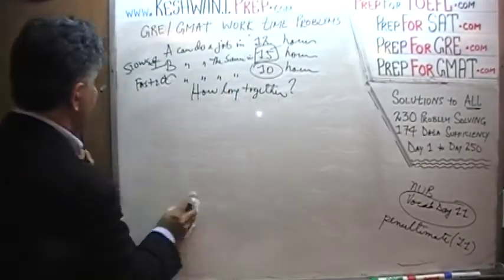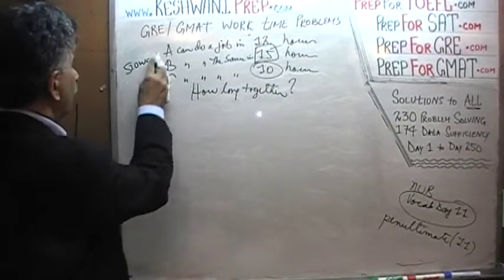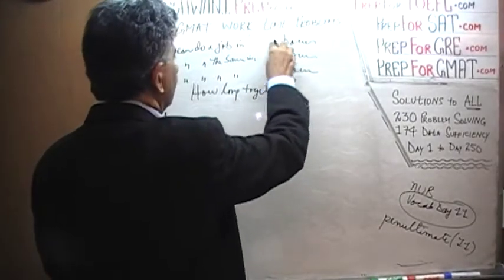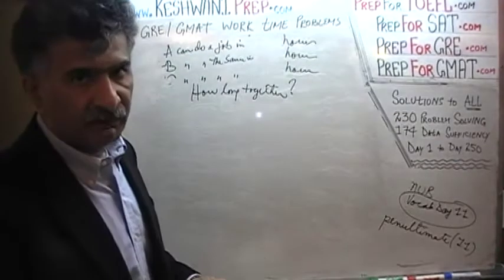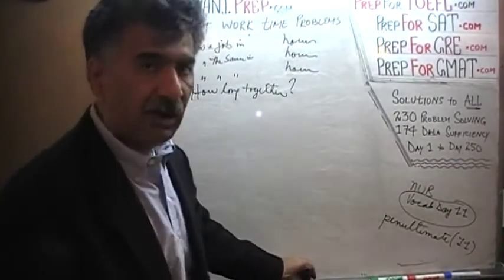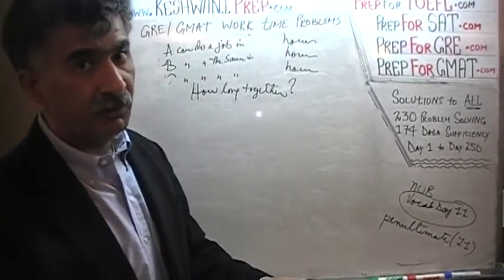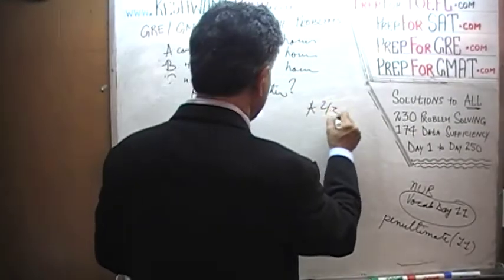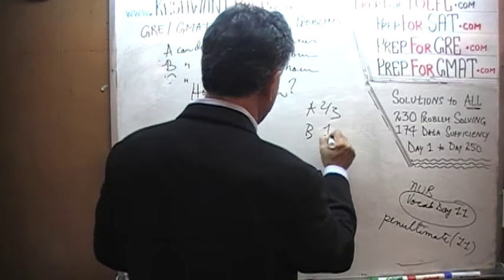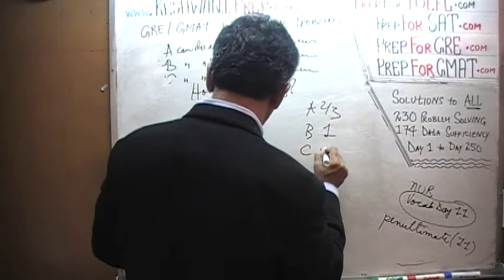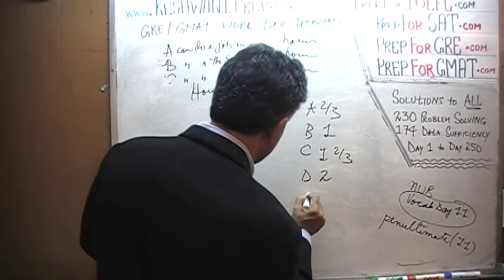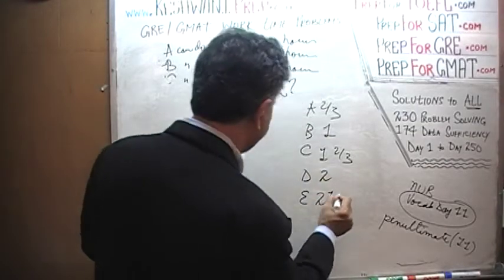First, the answer choices, because answer choices are more fun. In these kinds of questions, the fun part is not the question itself, but how the answer choices are laid out, because that will determine how you will play the game, you see? A is 2/3, B is 1, C is 1 2/3, D is 2, and E is 2.5.